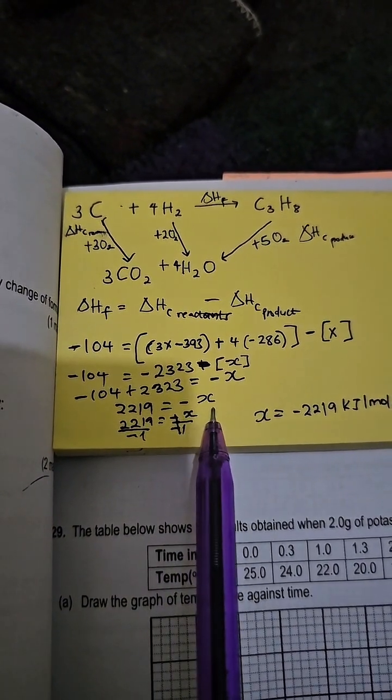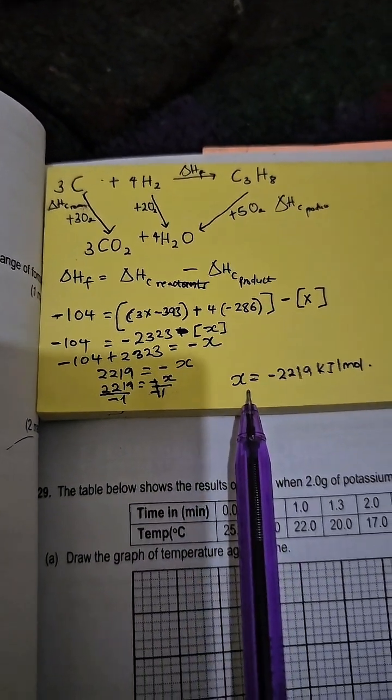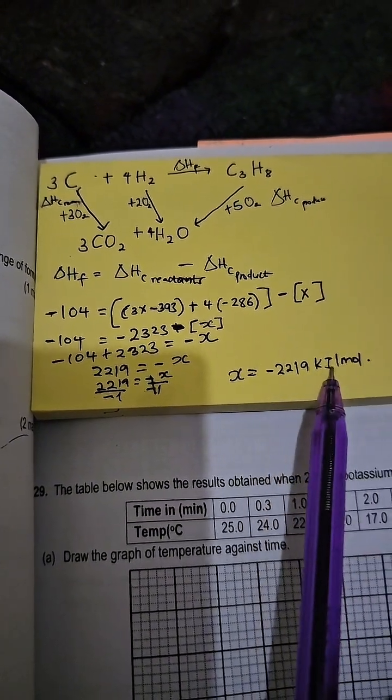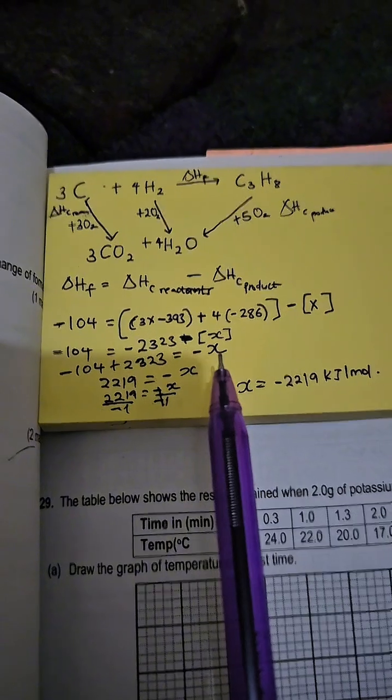For us to remain with the x, we divide by negative 1, and we find that the enthalpy of combustion of propane is negative 2219 kilojoules per mole, and that is how you calculate the enthalpy of combustion of the product formed.